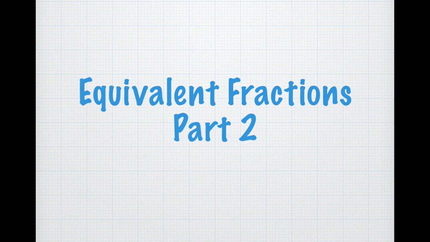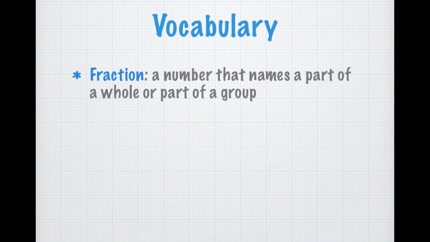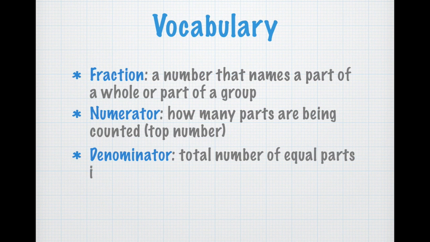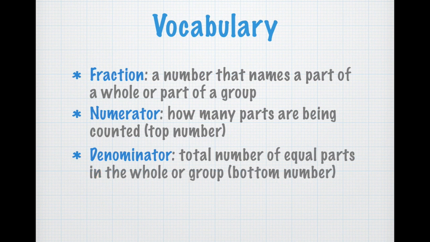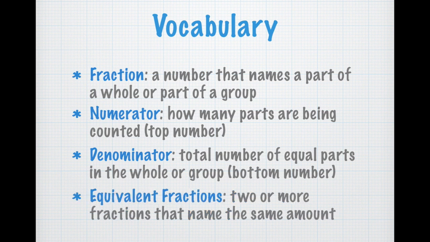Hey guys, today we're going to talk about equivalent fractions again. Remember, a fraction is a number that names a part of a whole or part of a group. The numerator tells how many parts are being counted, and it's the top number. The denominator is the total number of equal parts in the whole or the group, and it's the bottom number. And equivalent fractions are two or more fractions that name the same amount.